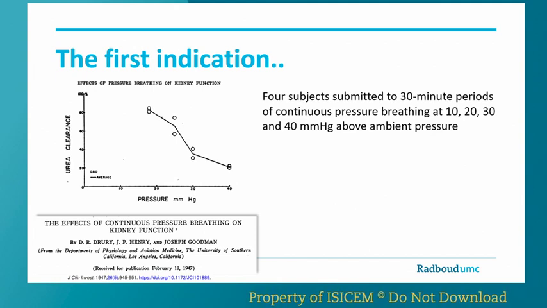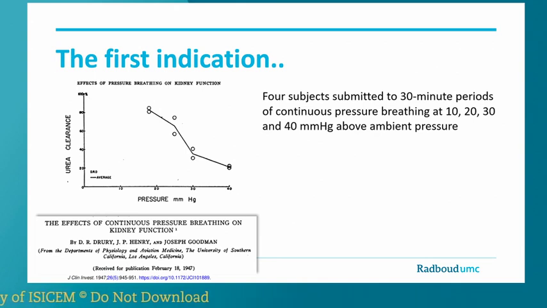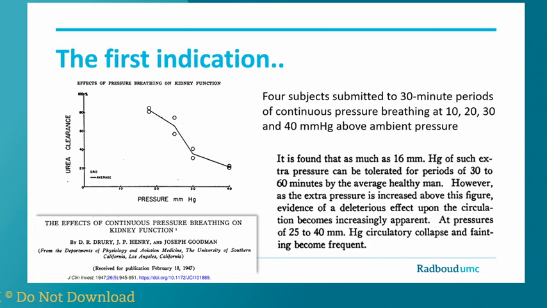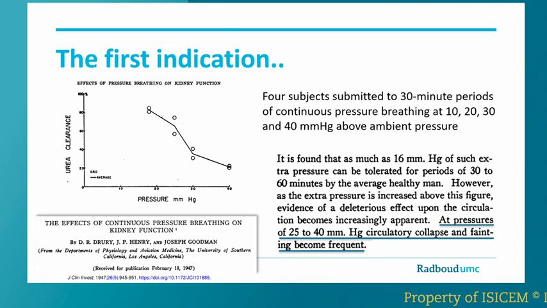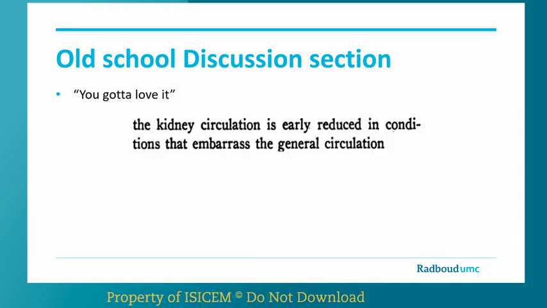And what they found is that if you do that within a very short time, renal clearance, so renal function, goes down to a great extent. They found that up to a certain pressure, nothing much happened, but if it was higher, there was an effect. And at pressures of 25 or 40 millimeters of mercury, circulatory collapse happened, of course, and fainting became frequent. I love to read that old stuff, the old school discussion section, you gotta love it.